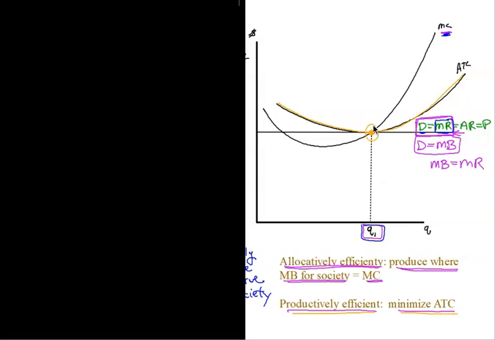So let's say this again. The firm will produce where the marginal revenue is equal to the marginal cost. That's where the firm will produce. And that's Q1. And that also happens to be the exact place where the marginal benefits to society are equal to the marginal cost.